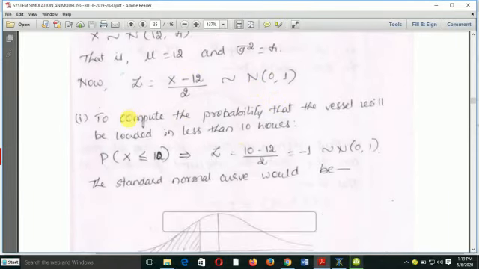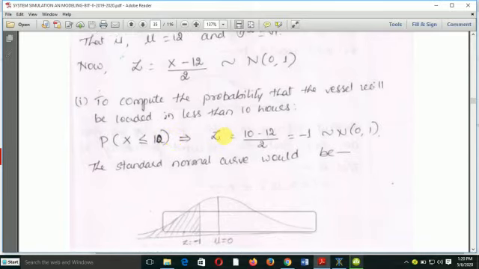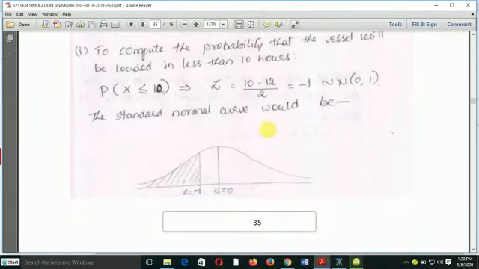For the first question, we have to compute the probability that the vessel will be loaded in less than 10 hours. That means the probability when x is less than or equal to 10, which means z will be equal to x minus 12 divided by 2, which equals minus 1. If we put a minus 1, how will the standard normal curve look? Here we have minus 1.